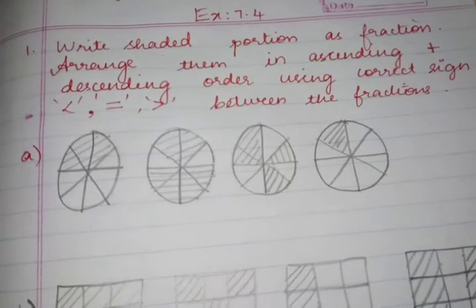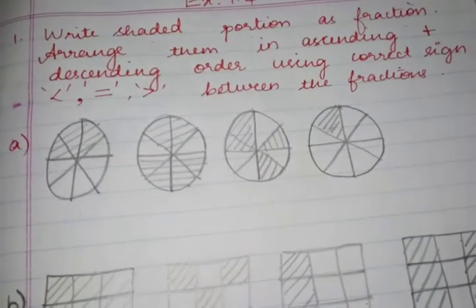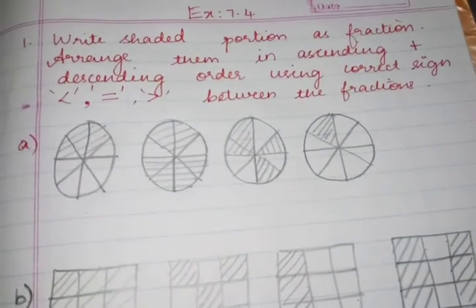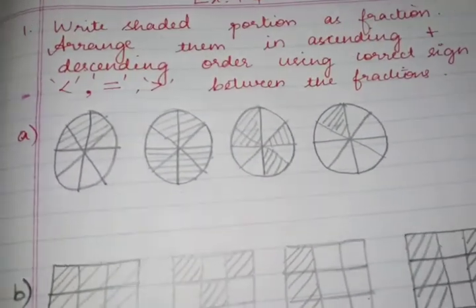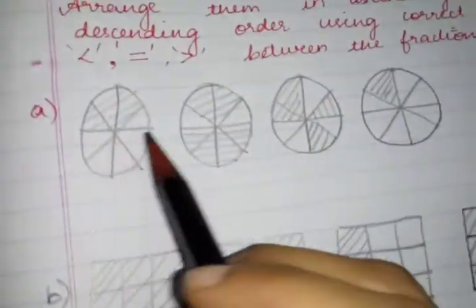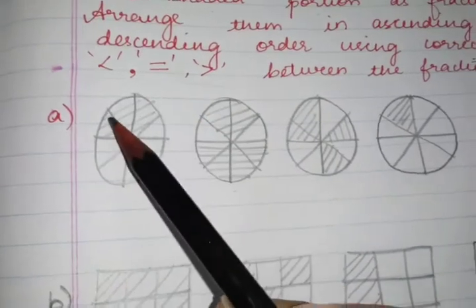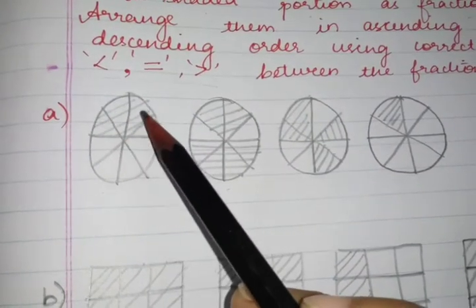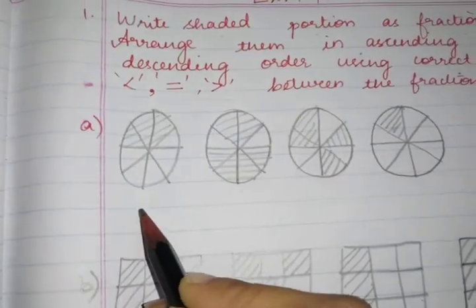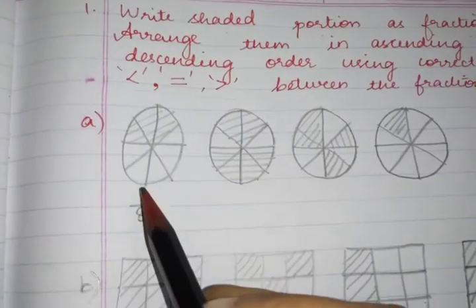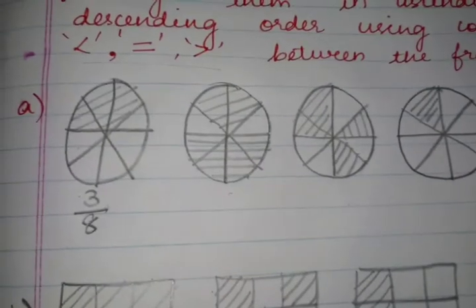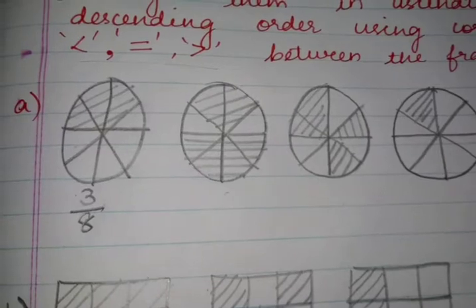So first, what is our task? We should find the fraction for each diagram, then find the ascending and descending order. What is the first, A problem? What is the fraction for this diagram? Totally how many regions are there? 1, 2, 3, 4, 5, 6, 7, 8. 8 regions are there. In that, 3 regions are shaded.